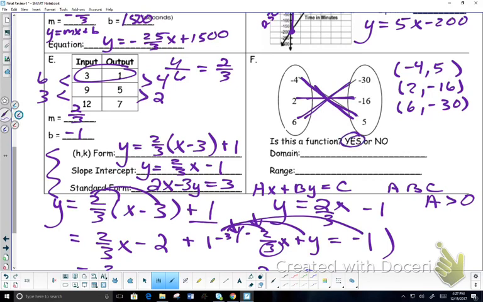The domain is just going to be the list of these in order. It is discrete because there's nothing letting us know otherwise, so it's just -4, 2, 6. And remember, anytime you're asked for domain or range, you always have to decide, is this discrete or continuous? So then my range is just going to be these y values listed in order from smallest to largest.